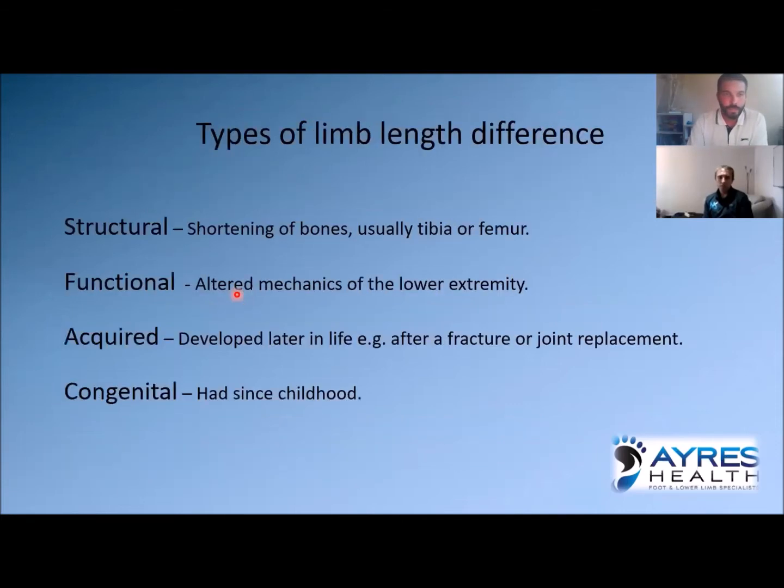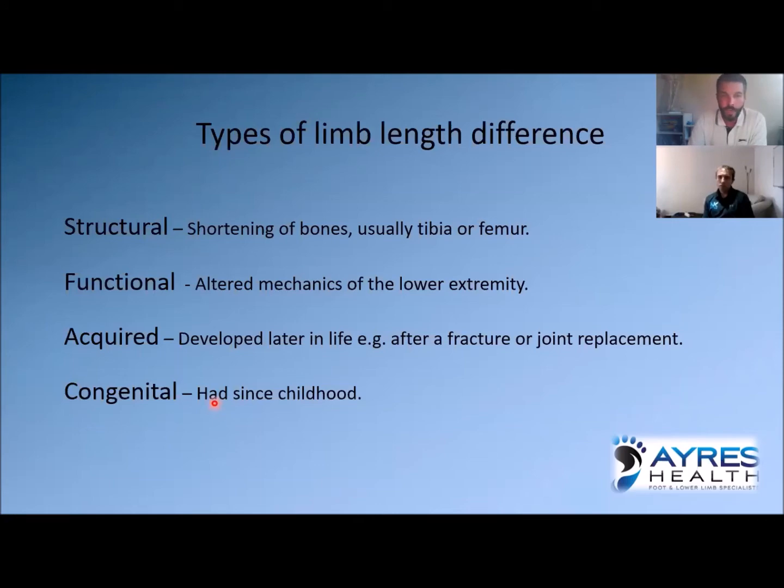So if we go back to this screen here, if somebody has had a congenital limb length difference, so they've had it all their life, then it's quite likely that their body is adapted to that limb length difference. The bones will be strong, the muscles will be strong, and everything will have adapted to that person having a limb length difference. So my main argument is if somebody's had it since childhood, it's unlikely that it's going to be an issue for them when they're older, unless it's a huge difference.